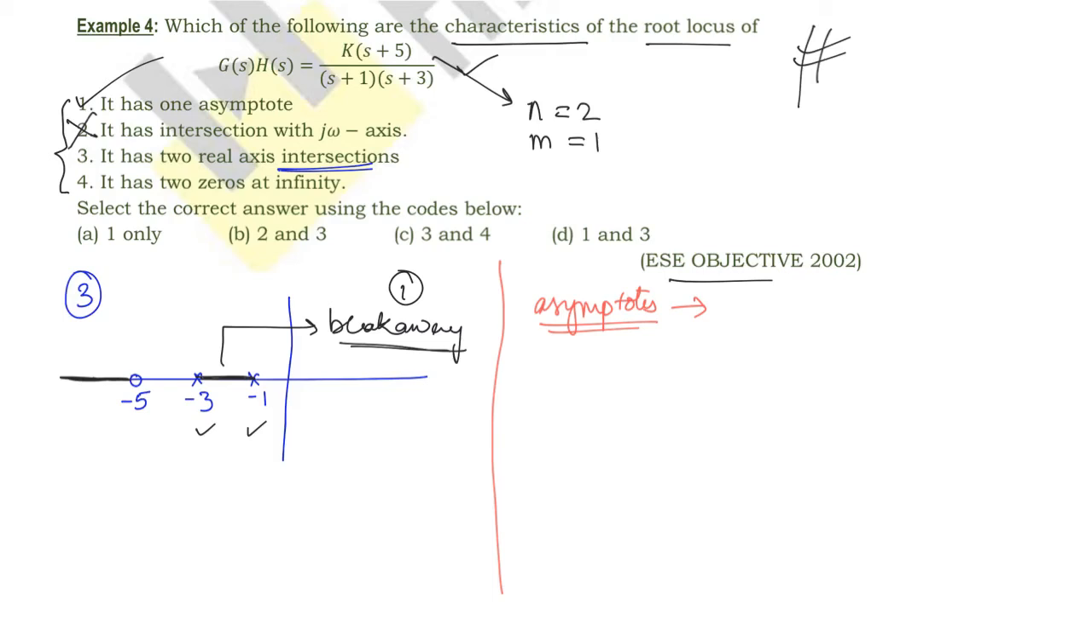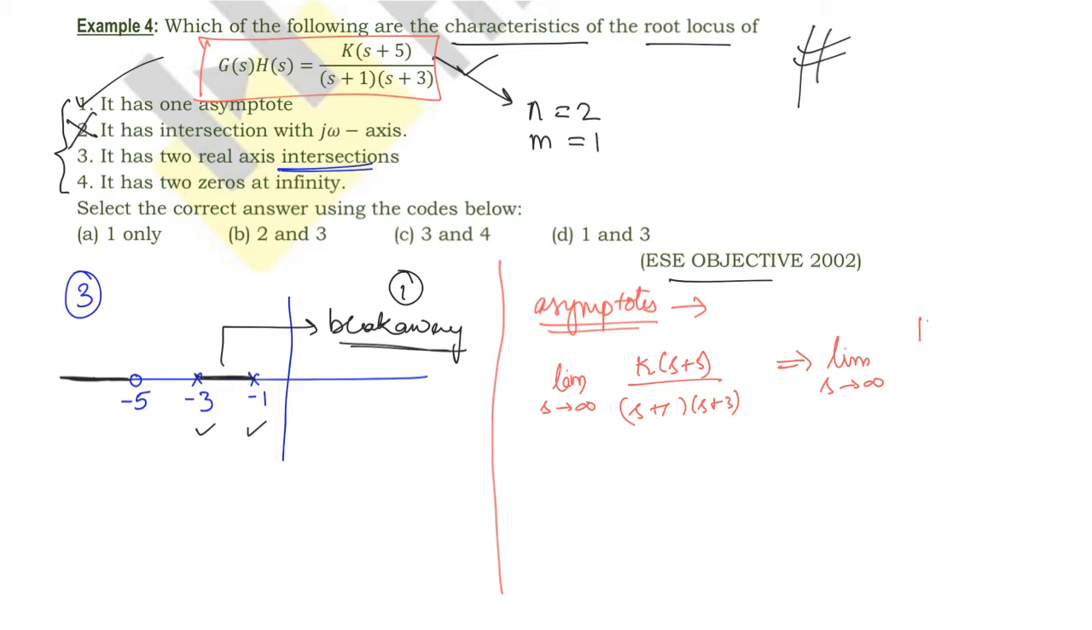For example, if you take this function G(s)H(s) here, let us say we take the limit s tends to infinity. K into (s plus 5) divided by (s plus 1) into (s plus 3). You have to find the limit as s tends to infinity. So what will we do here? We will divide the expression by the highest power of s, which is s square here.